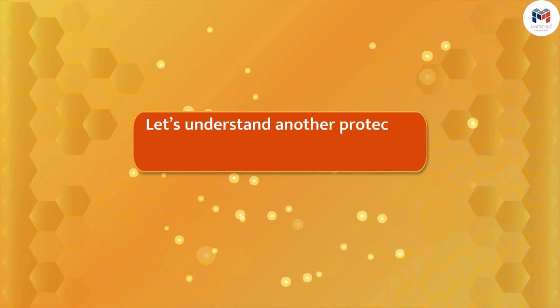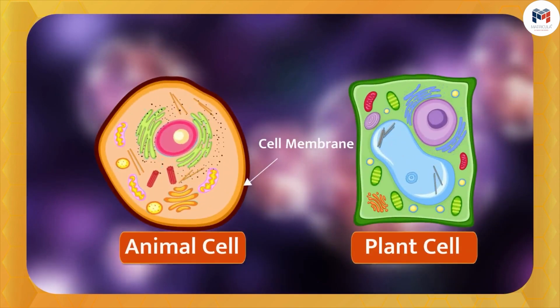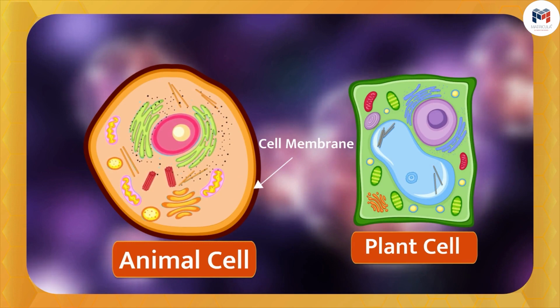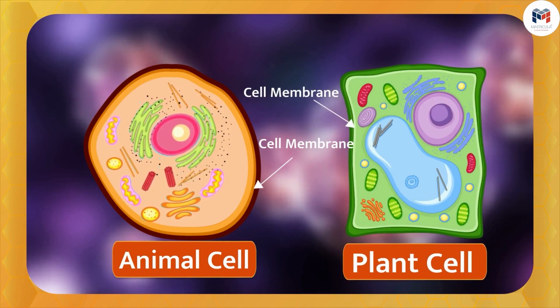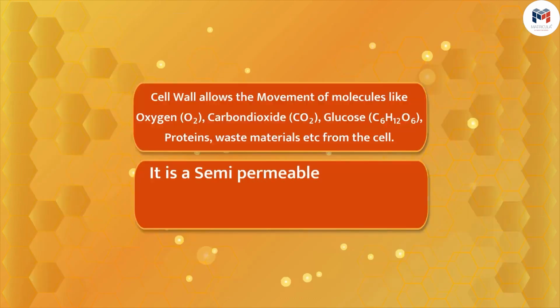Let's understand another protective layer, and that is the cell membrane or plasma membrane. Cell membrane or plasma membrane is the outermost layer of the animal cell. It separates the parts of the cell from the external environment and it is present in both plant and animal cells. It is made up of proteins and lipids, which are very important biological molecules. Many cell organelles of the cell are made up of these biological molecules. It is a semi-permeable membrane.